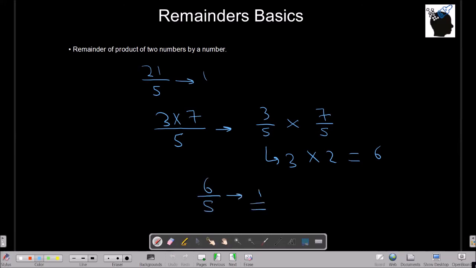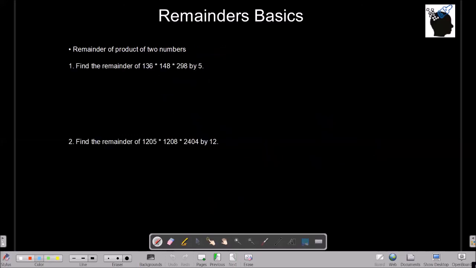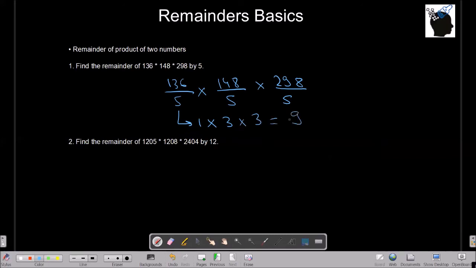Now let's use this concept in a couple of problems. So let's try the first one. So we have to find remainder of 136 multiplied by 148 multiplied by 298 by 5. So I can write them separately and try to find individual remainders. I know 136 by 5 remainder is 1, 148 by 5 remainder is 3, and 298 by 5 again remainder is 3. So my total remainder is 9. But I was trying to divide the numbers by 5, so I cannot get a remainder greater than 5. I'll again divide 9 by 5 to get the final remainder as 4. So answer for the first one is 4.